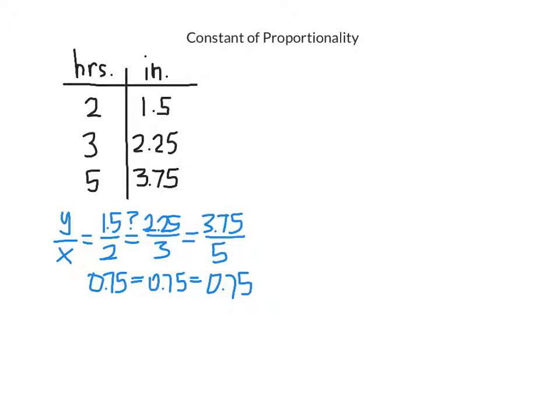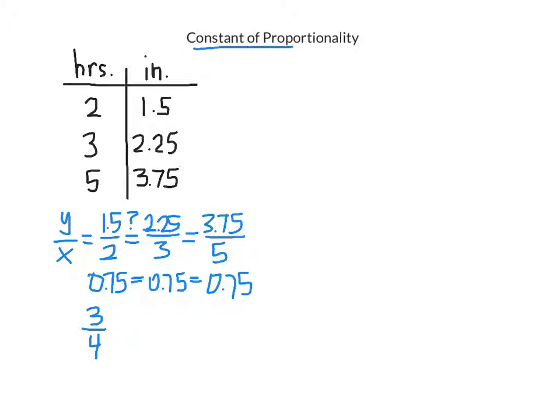So then we asked about the constant ratio, and I said, well, these are all equal, and that lets me know that this relationship is proportional, but what is the constant ratio? Well, hopefully very easily we can see that 0.75 is 3/4, and that is our constant ratio. Today we're going to call that constant ratio the constant of proportionality.